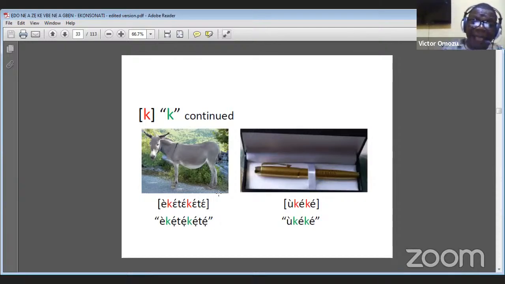A kete. See the picture of a kete there? And then over there, ukeke, a pen. Ukeke over there, another one.